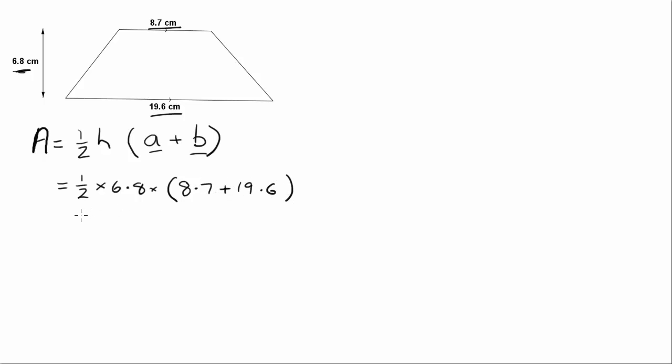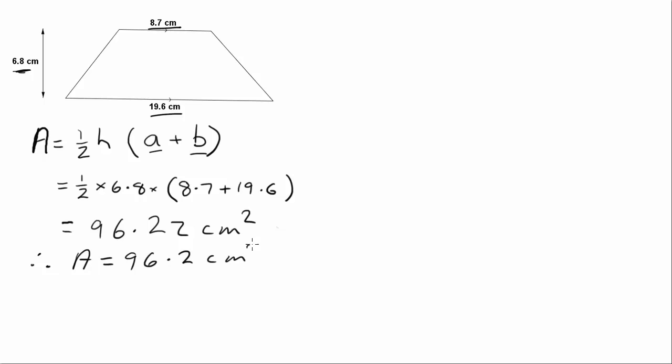19.6. Then we'll get our calculator out and we'll see what that comes to, which comes to 96.22 square centimeters. We'll round that off to one decimal place again. So we've got therefore the area equals 96.2 square centimeters. Okay, next up we'll have a rhombus and a kite to calculate the area of.